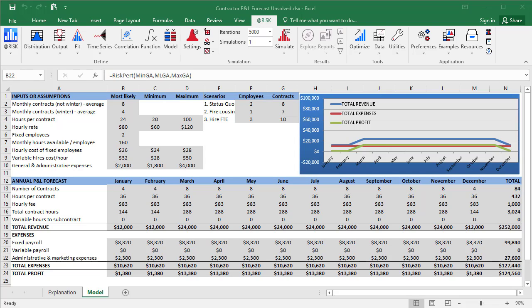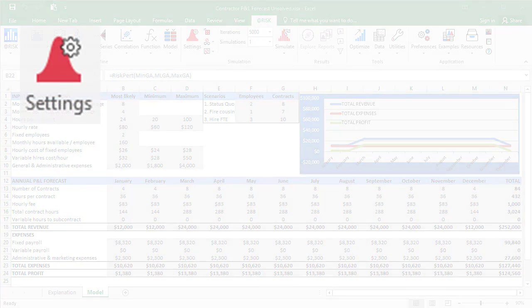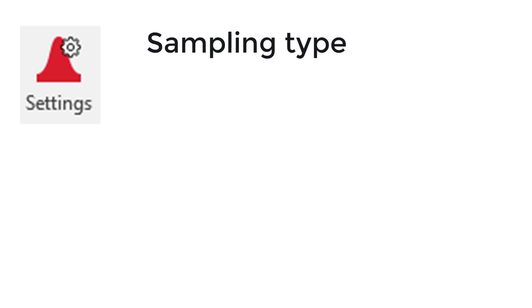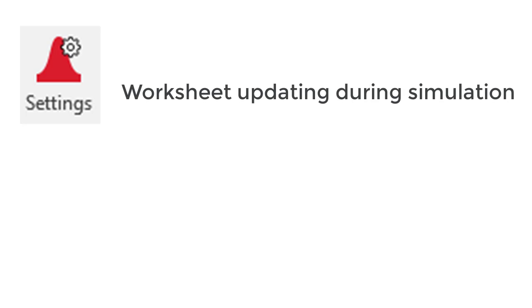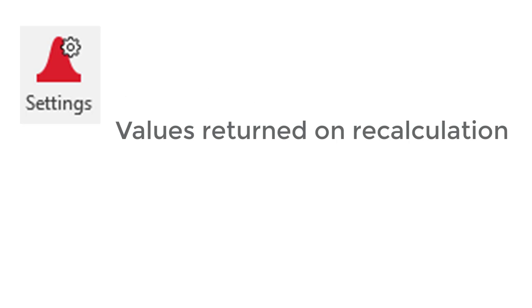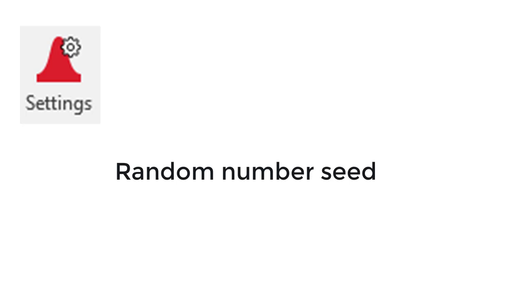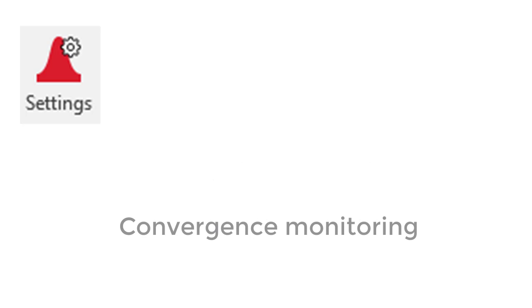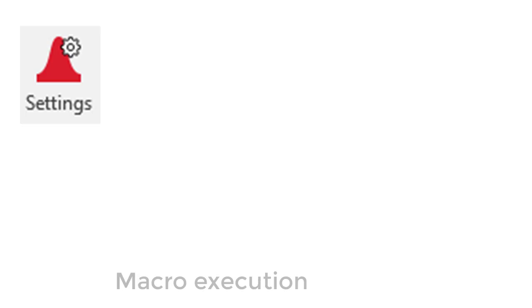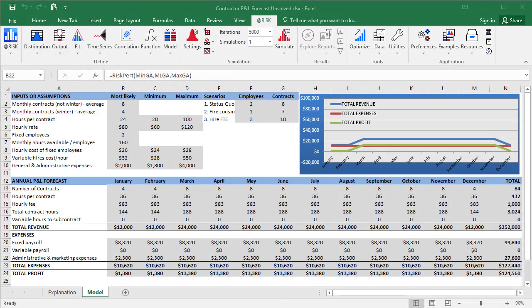The simulation settings command affects the operations performed during an at-risk simulation. All settings have default values, but these can be modified. The simulation settings affect the type of sampling at-risk performs, the updating of the worksheet displayed during simulation, the values returned by Excel in a standard recalculation, the seeding of the random number generator used for sampling, the status of convergence monitoring, and macro execution during simulation. All simulation settings are saved with the workbook when you save your workbook in Excel.